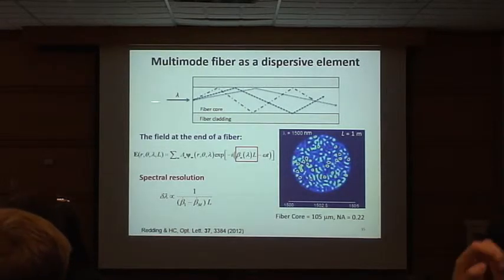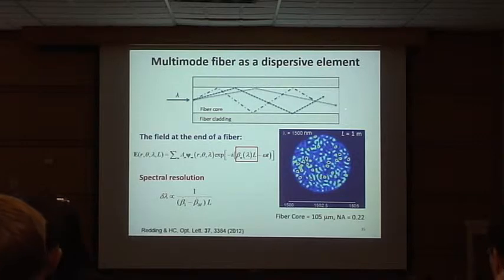Because when the light comes into a multimode fiber, it populates different guided modes. Then we have different phase delays at the end, and you have to add them together. So each mode has a different phase delay, which is the propagation constant times the length.